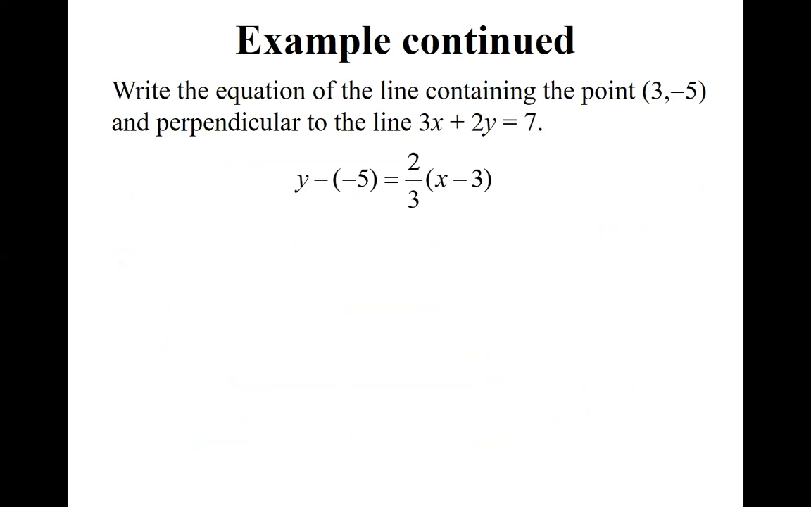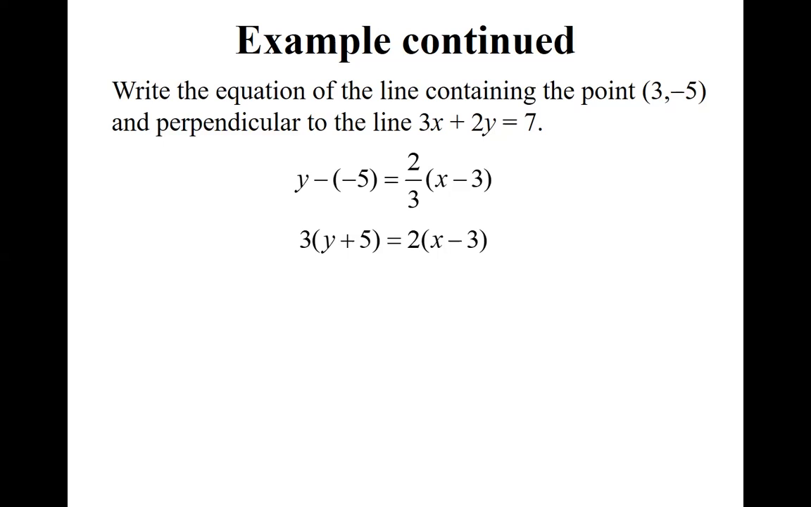So we go to point slope. Y minus negative 5 is y plus 5. Let's multiply both sides by 3 and get rid of this fraction. So on the left, we have 3 times the quantity y plus 5. On the right, we're left with 2 times the quantity x minus 3.